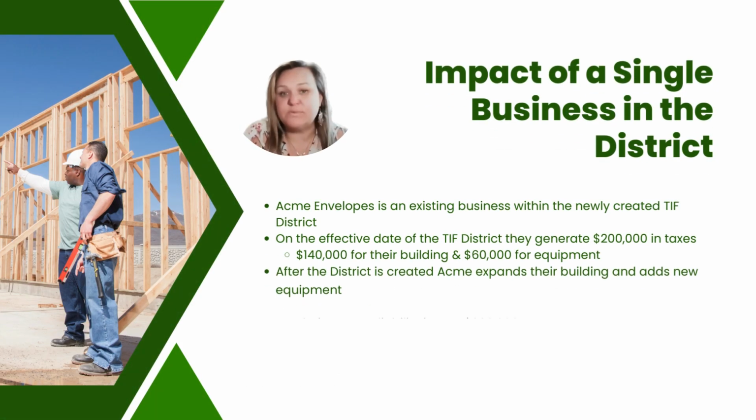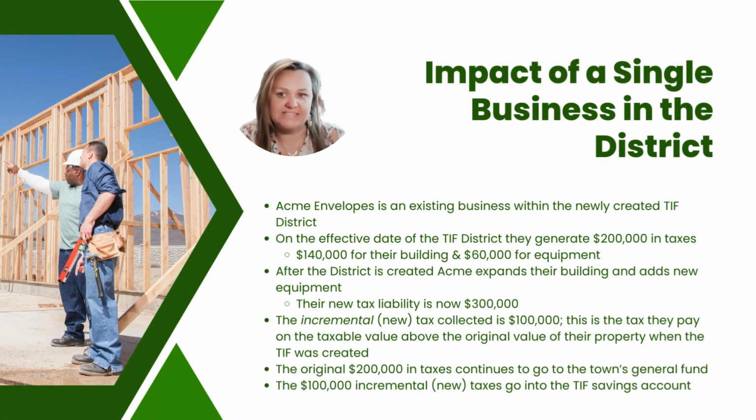Now here's an example of the impact of a single business in the district. Imagine Acme Envelopes is in a TIF district. Initially, they pay $200,000 in property taxes. After expanding, their taxes rise to $300,000. Here's what happens. $200,000 still goes into the town's general fund. $100,000, the incremental tax, goes into the TIF fund.